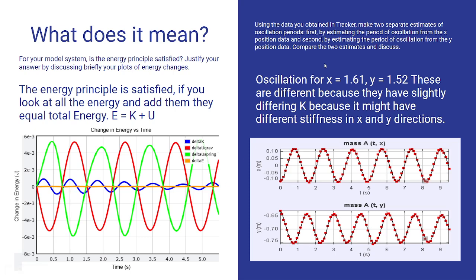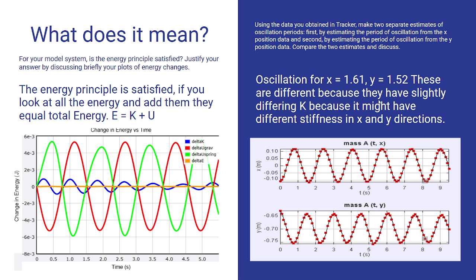Alright, now using the data given, we tried to figure out the oscillation period. So what I did was I counted from one oscillation period to the other, so from here to here and from here to here, and I got that for x it is 1.61 seconds, for y it is 1.52 seconds.